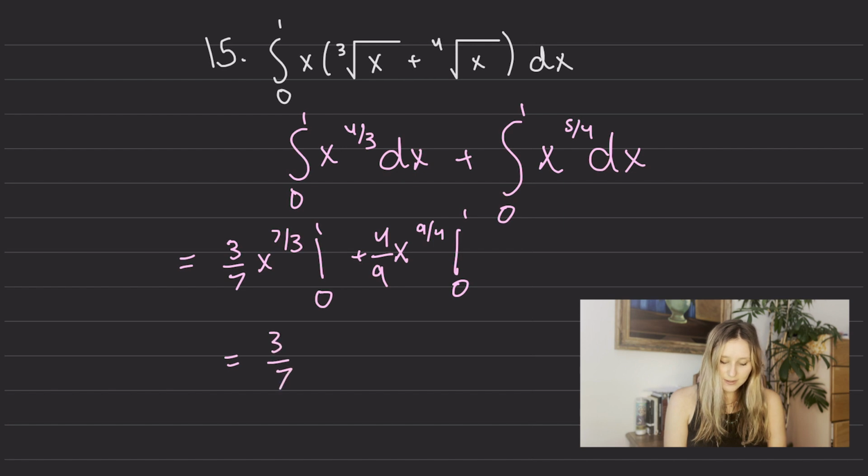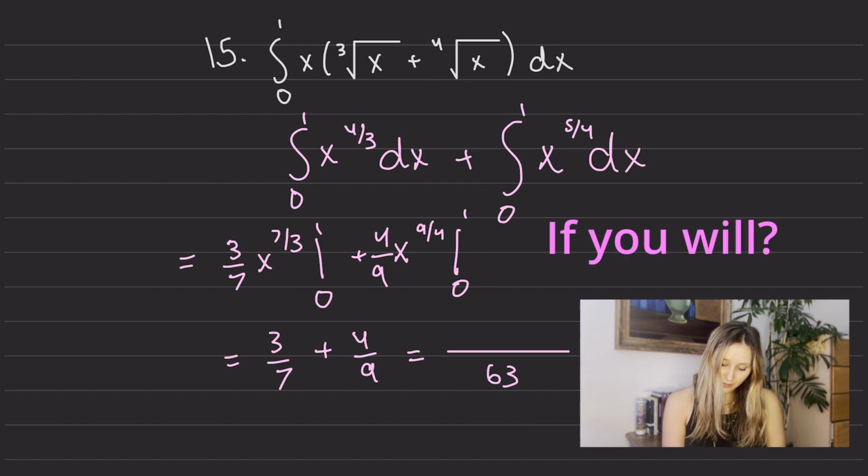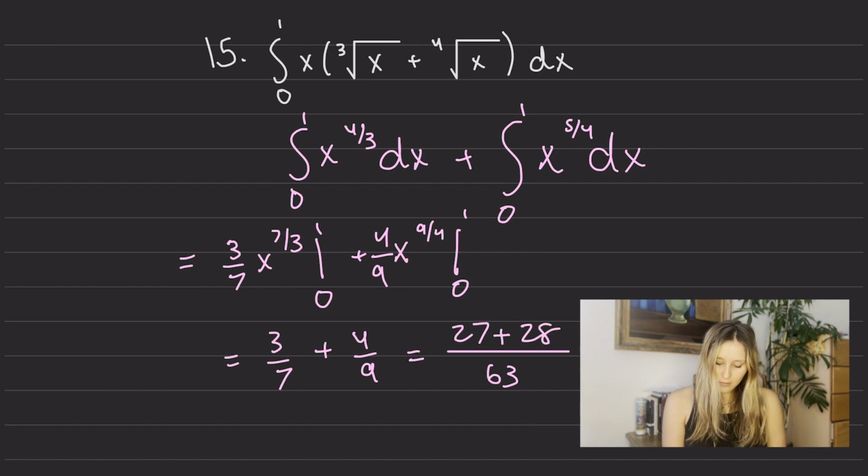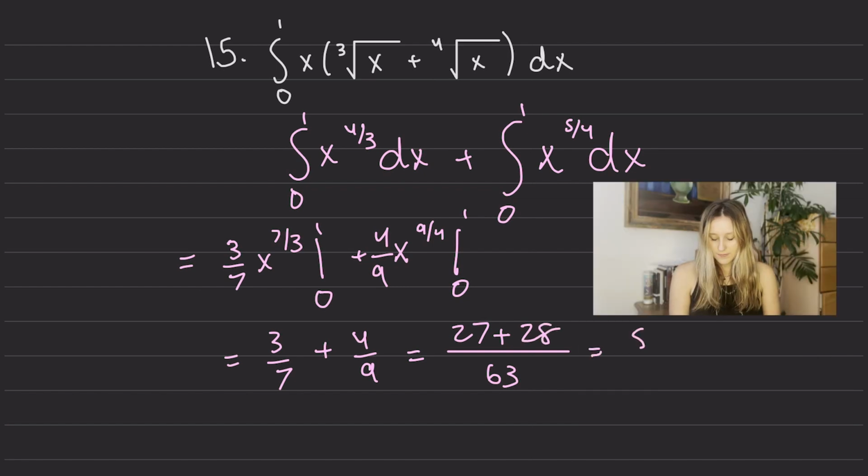We get 3/7 times 1, because 1 to any power is itself, 0 to any power is itself. We have 4/9 for the same reason, and we're going to combine these because we're slaying, if you will. We got 55/63.